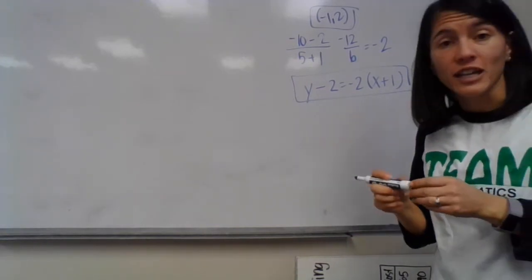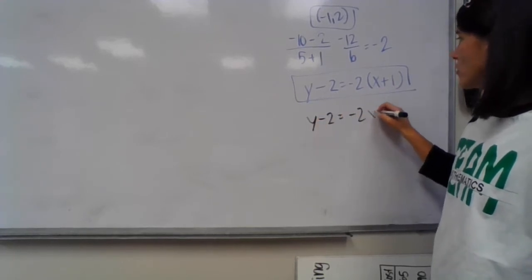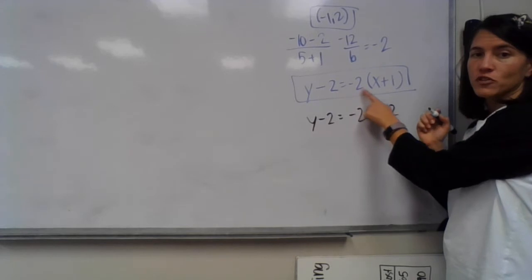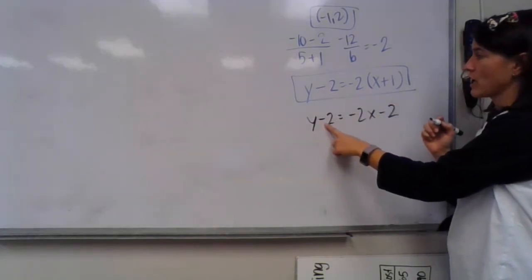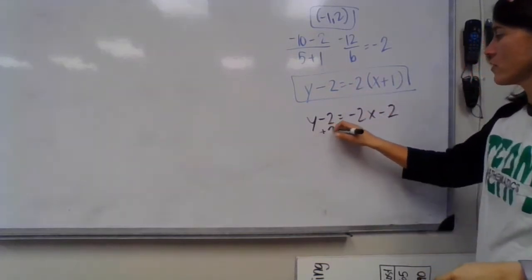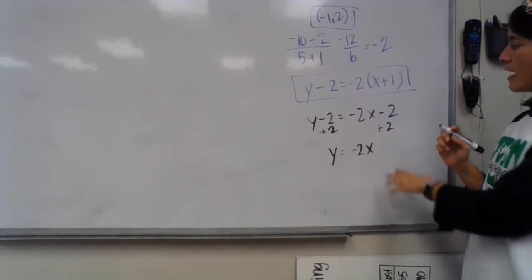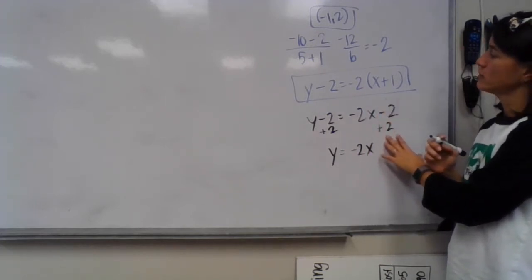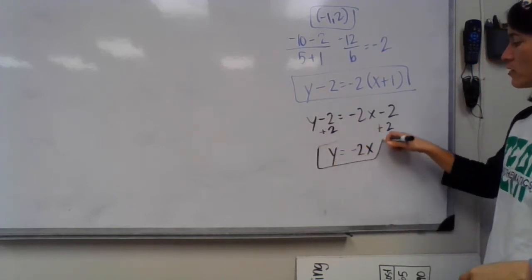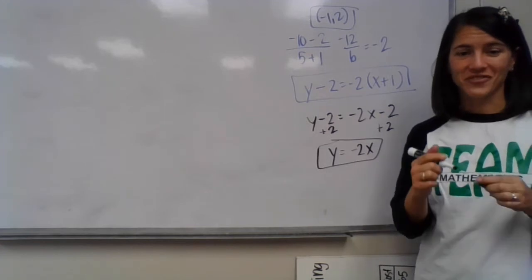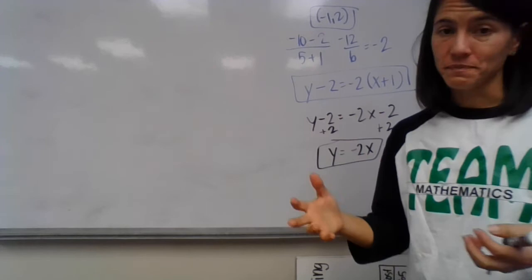And then to put it in slope-intercept, I need to distribute -2 times x, and then -2 times 1, which is -2. And now I need to bring this over. So y equals -2x, and then -2 plus 2 would be 0. So my equation in slope-intercept is y equals -2x. All right, so I hope you got that one.